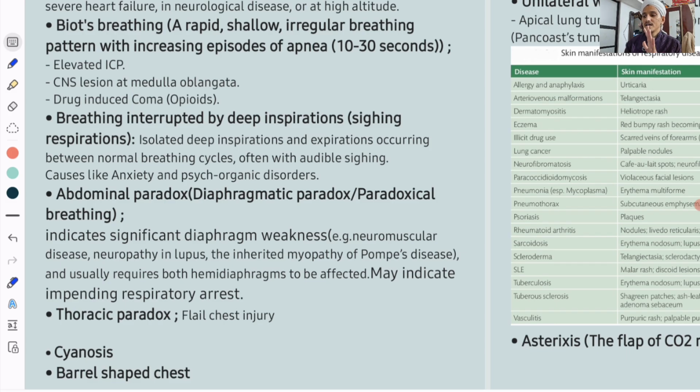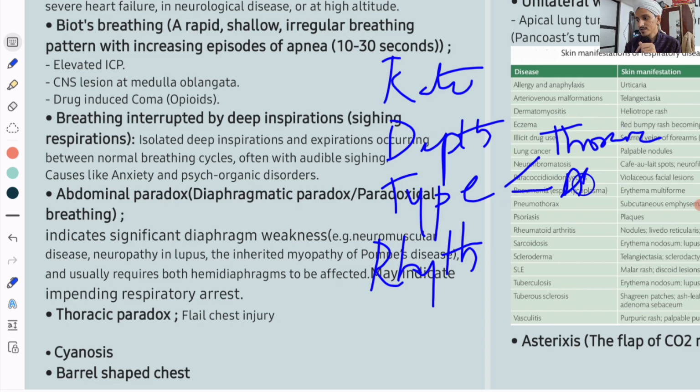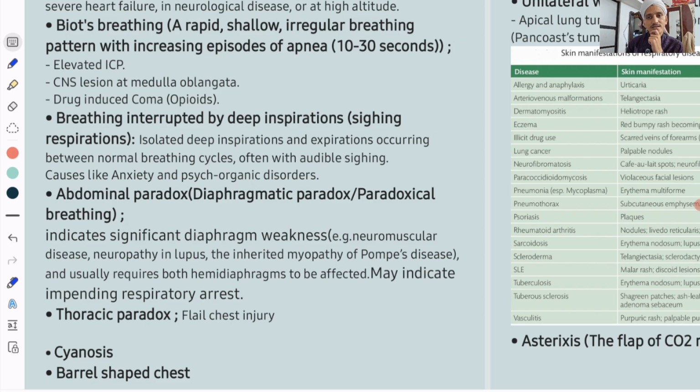So we have learned about rate of respiration, depth of respiration, type of respiration, rhythm of respiration. You can take these paradoxes in type only: thoracic breathing, abdominal breathing, and paradoxical breathing. So you can remember rate, depth, type, and rhythm. Other signs which you can see: cyanosis, barrel-shaped chest in chronic obstructive lung disease patients, like in COPD.